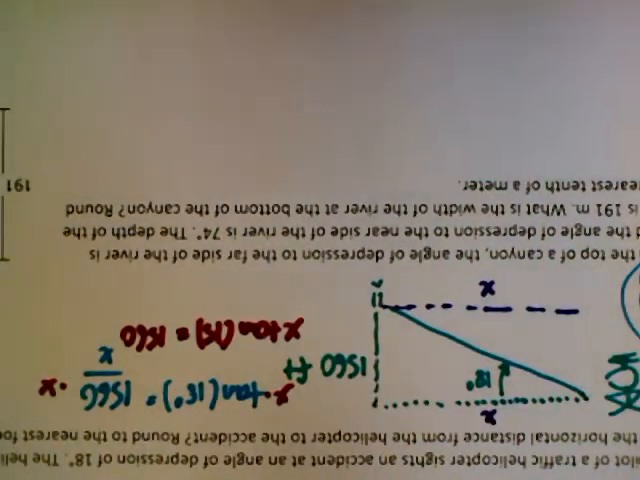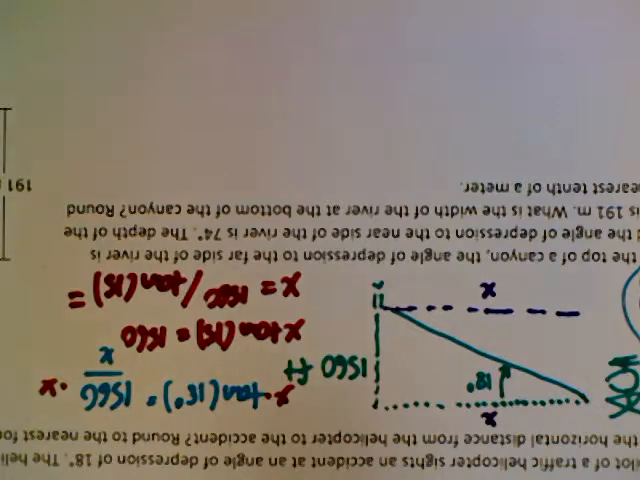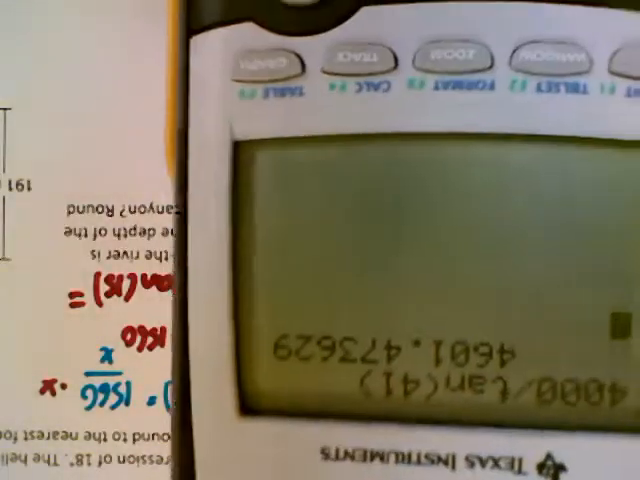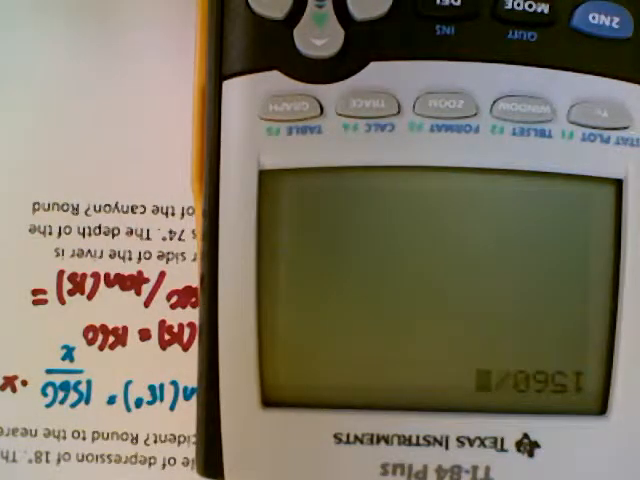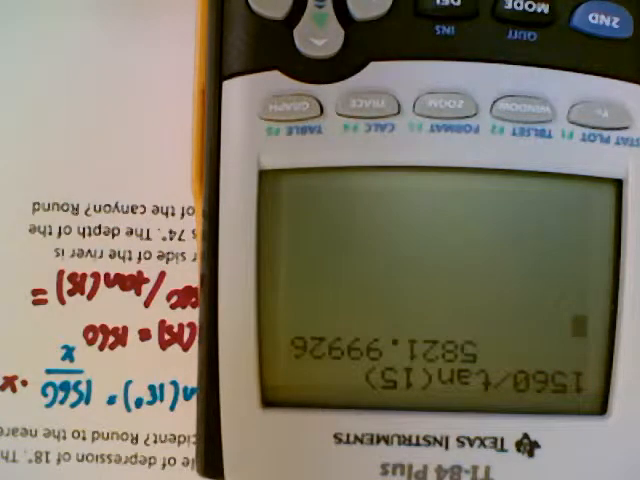In order to solve this, you have to first multiply both sides by x. This is a step that sometimes people mess up. So you multiply by x, x tan of 18 equals 1,560 feet, and then I divide by tan 18 because that needs to cancel out. So when I divide by that, I get x equals 1,560 divided by tan 18. So that is approximately equal to, let's see, 1,560 divided by tan of 18 degrees. It should be 5,822 when you round it to the nearest foot.